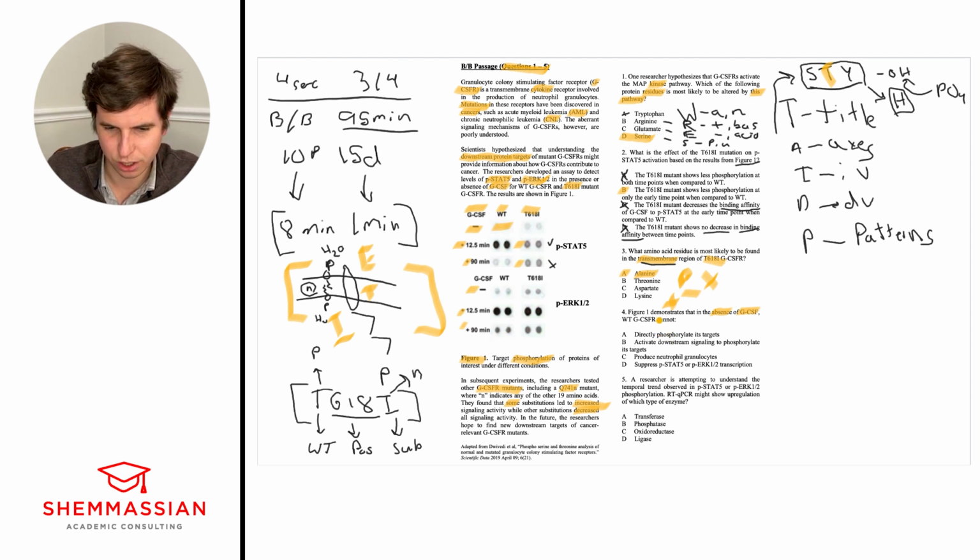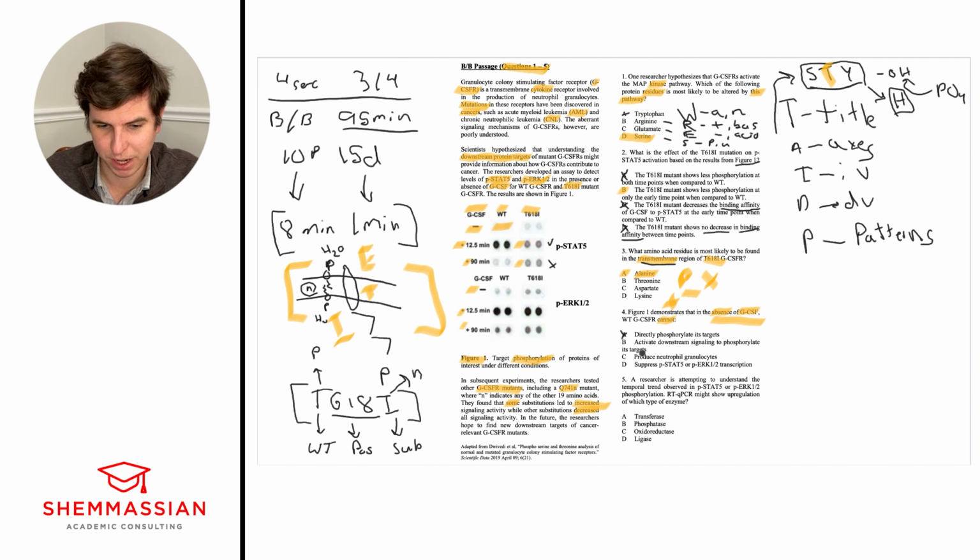Kind of technically a true statement. It does not directly phosphorylate targets, but it doesn't really answer our question because we're talking about the absence of GCSF. This is not related to that, even though it's kind of a true statement. It does not directly phosphorylate targets. And then B, activate downstream signaling to phosphorylate target.